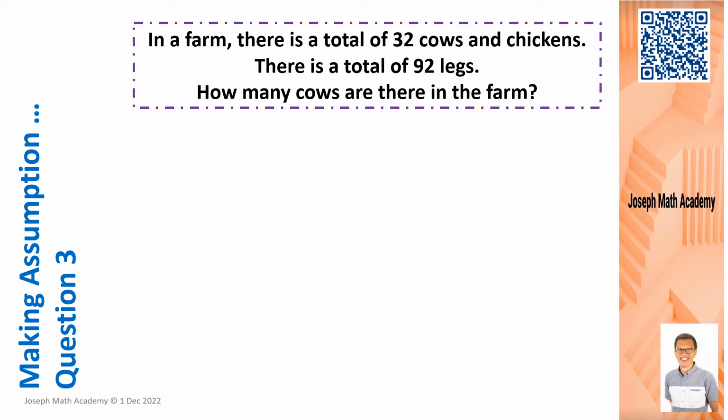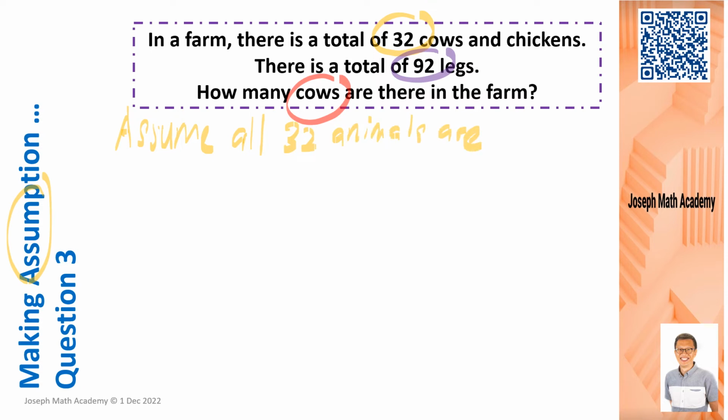All right, now 32 is the total number of animals, right? And 92 will be the total number of legs. And our job is to find the number of cows in the farm. Now, to do the assumption method, making assumption, see the name of the title is already a clue. We are going to assume. So we have to start off with a statement. Assume all the 32 animals, they are, okay, they are what?